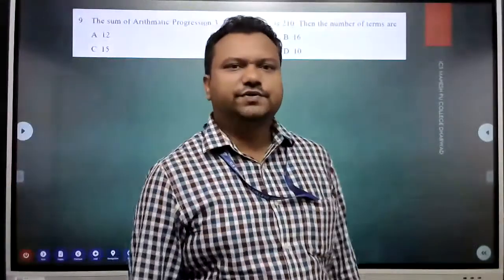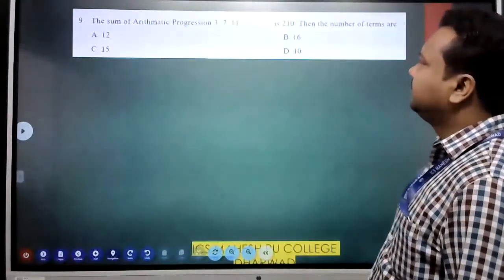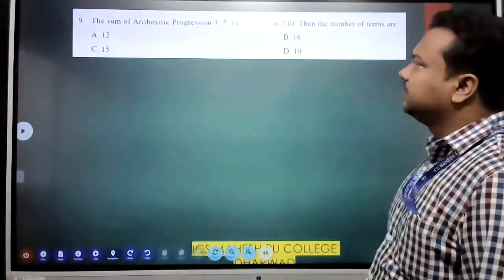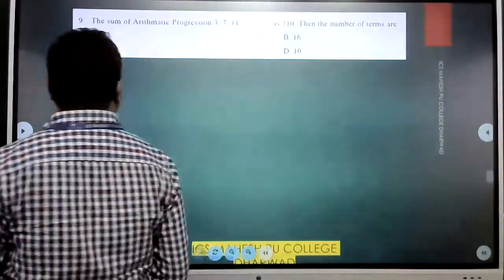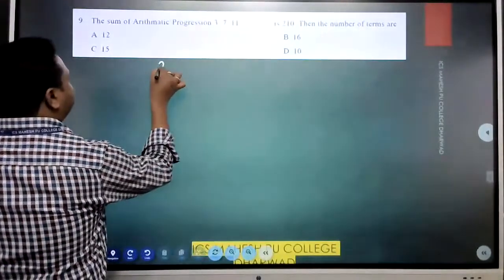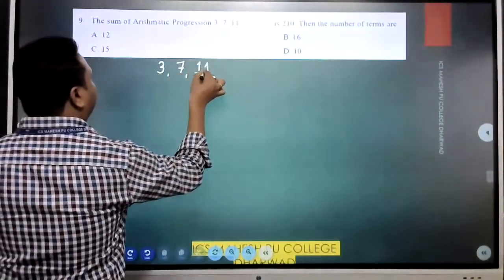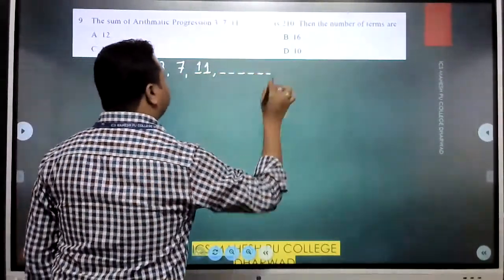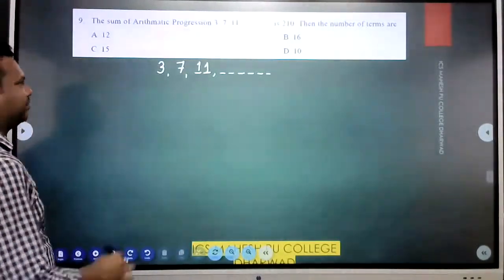So now let's continue with question number 9. The sum of the arithmetic progression 3, 7, 11 is 210. Then the number of terms present in the arithmetic progression is the question. Fine. So let us understand, the given progression is 3, 7, 11 and up to n terms, where he has already given that the progression is an arithmetic progression.